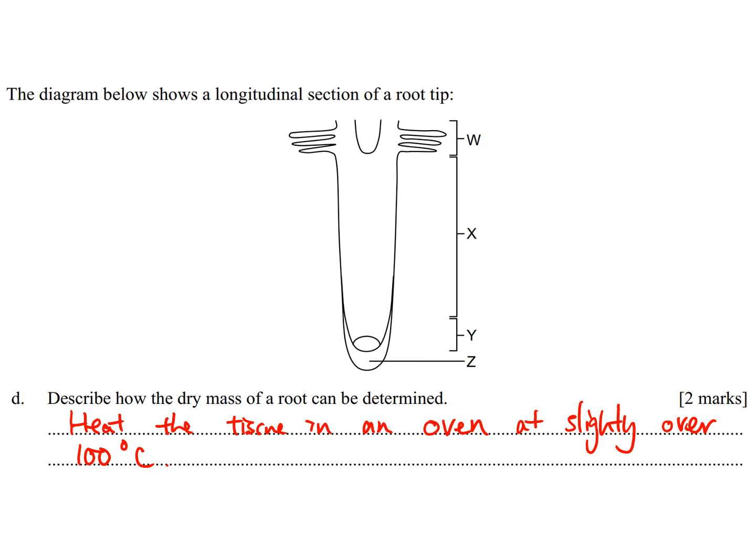1 day? 2 days? 1 hour? 2 hours? No. You have to heat it until a constant mass is obtained. Because if you obtain a constant mass, that means all the water has been removed. It is so light in weight without water. Now you can take it out for measuring the dry mass. So you got 2 marks in total here.